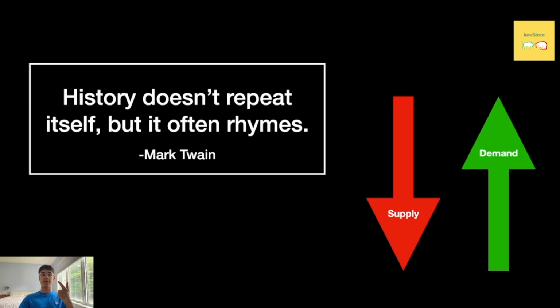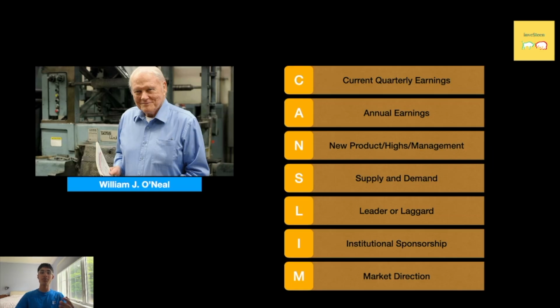Now enter William J. O'Neill. He was just a young stockbroker in the 50s who wanted to differentiate between mediocre stocks and the extraordinary ones that saw huge price movements years later. So he created a defining set of characteristics known as CANSLIM.